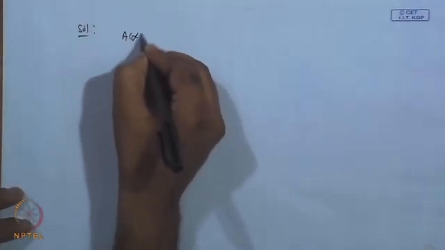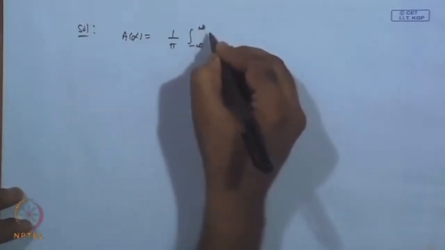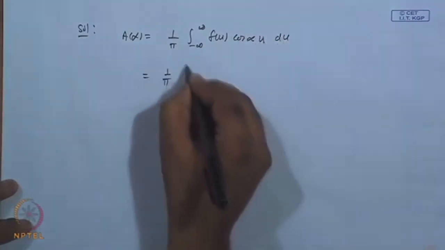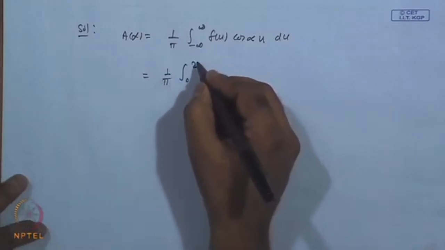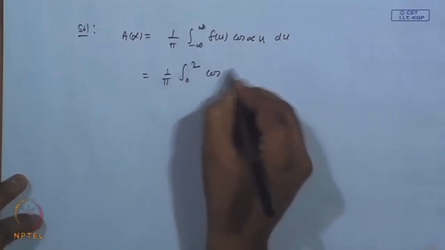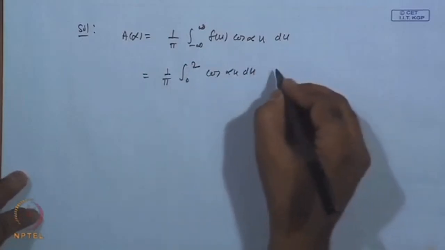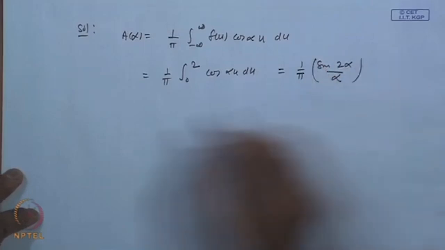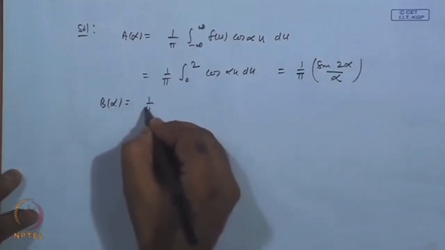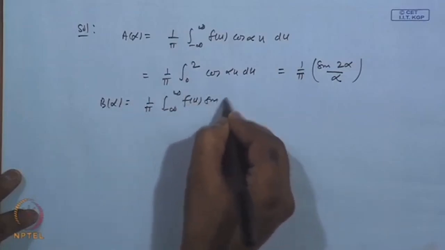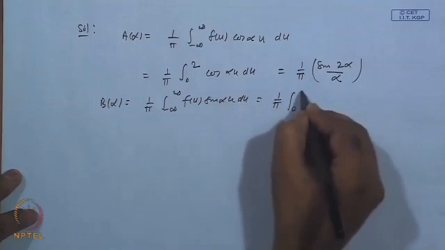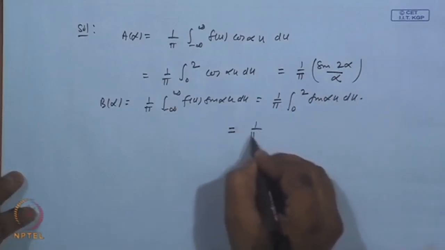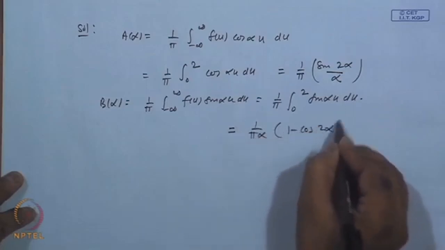So, we get this A(alpha) equal to 1 over pi, integral from minus infinity to plus infinity of f(u) cos alpha u du. So, we have 1 over pi, and the function was defined 0 to 2 only, other than this it was 0. So, we have cos alpha u du, and that we can simplify to give sine 2 alpha over alpha. Similarly, B(alpha) we get 1 over pi, integral from minus infinity to plus infinity of f(u) sine alpha u du. So, this is 1 over pi, integral 0 to 2 of sine alpha u du, and then we have cos alpha u over alpha. So, we will get (1 minus cos 2 alpha) over pi alpha.